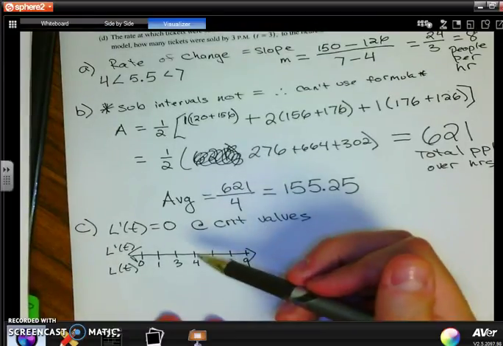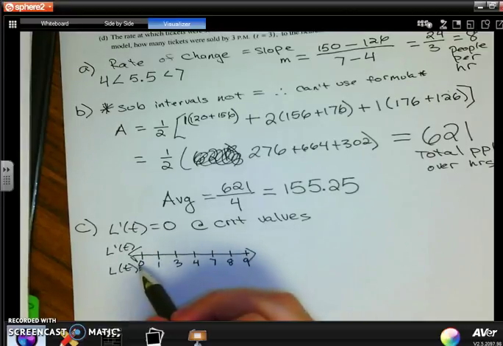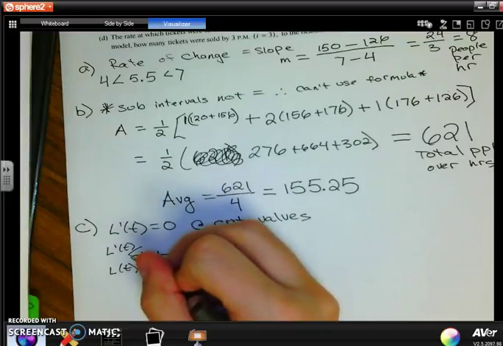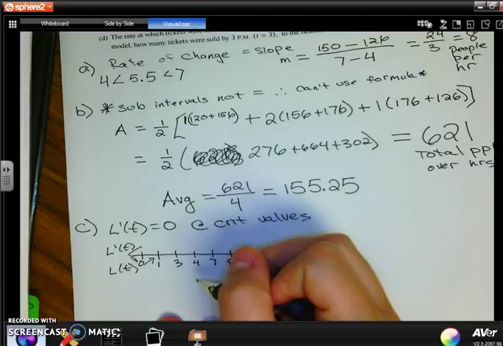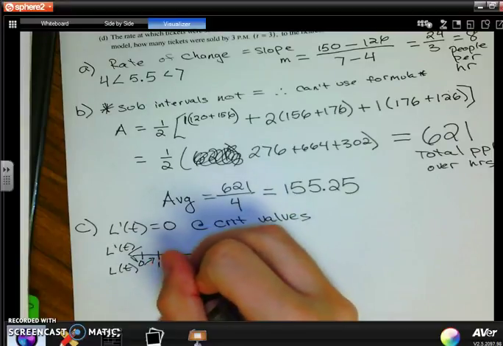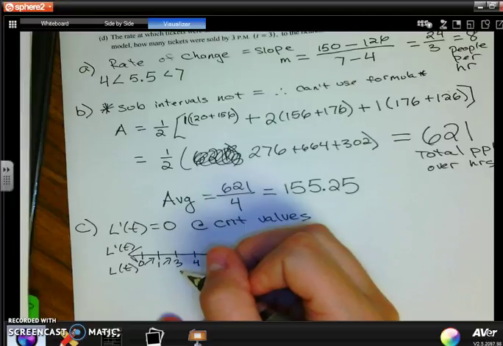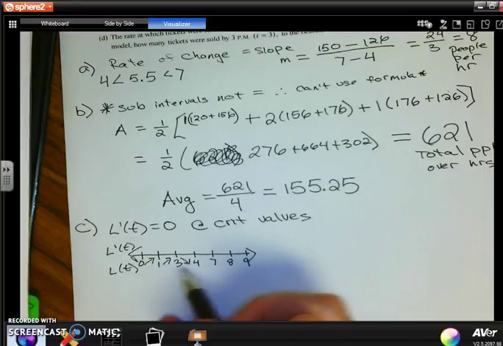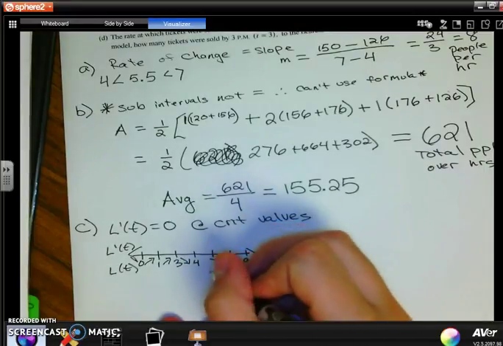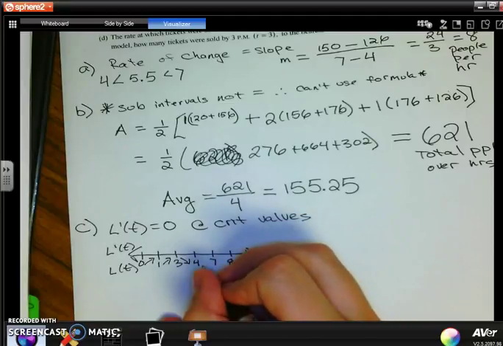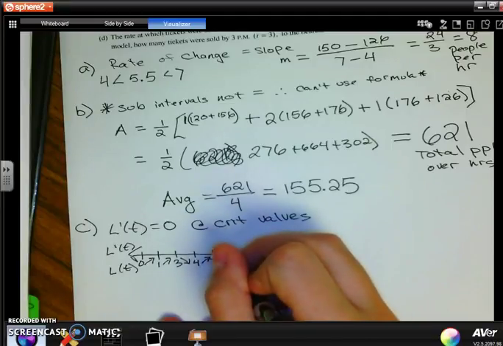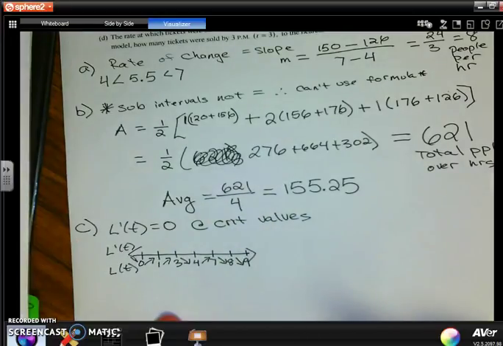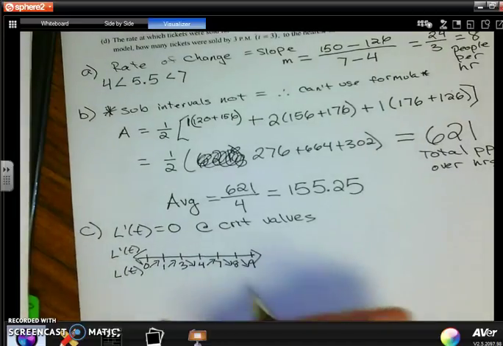Okay, and again, what is it doing between 0 and 1? Well, it was increasing. I went from 120 to 156, so it was increasing. From 1 to 3, it went from 156 to 176. That's increasing again. But then it goes from 176 to 126, so it's decreasing. So if you go from increasing to decreasing, that means you have a critical value, okay? And so you're just going to fill in the rest of this chart. Between 4 and 7, you're increasing. Between 7 and 8, you're decreasing. And then you're decreasing again, okay? So this was my own sign chart.